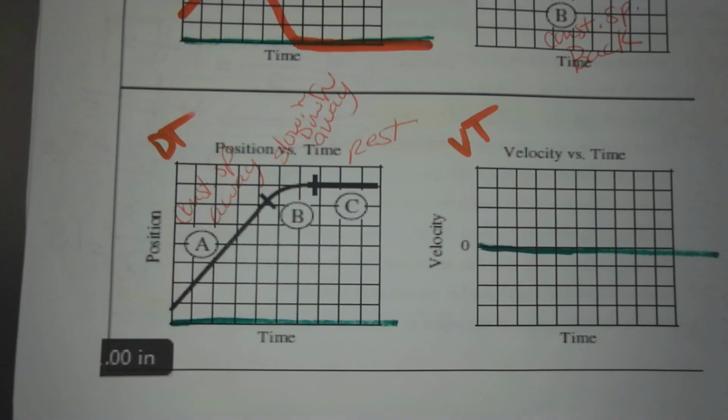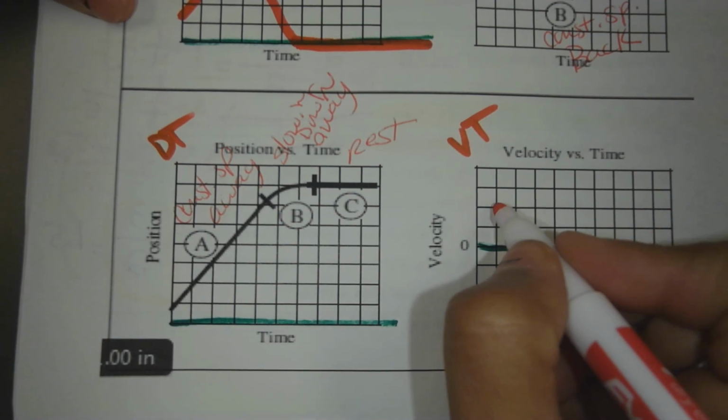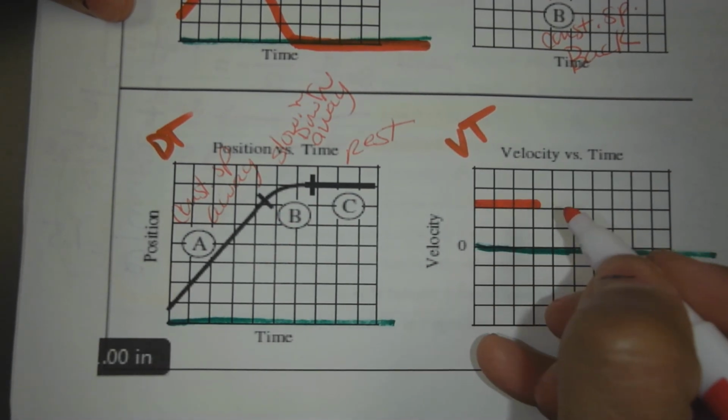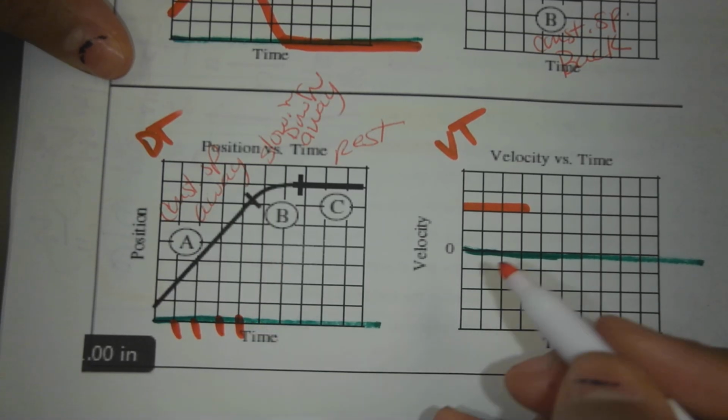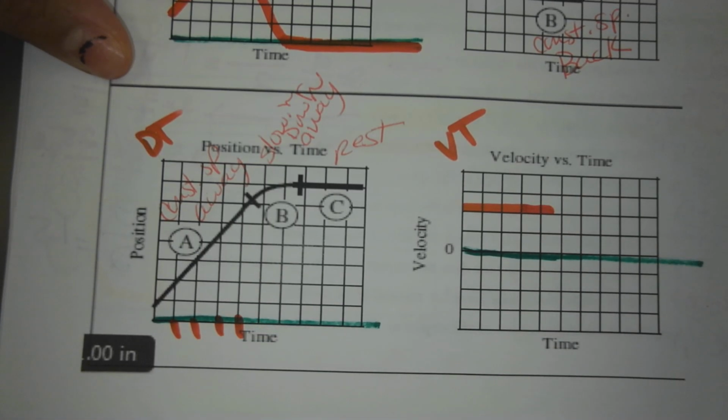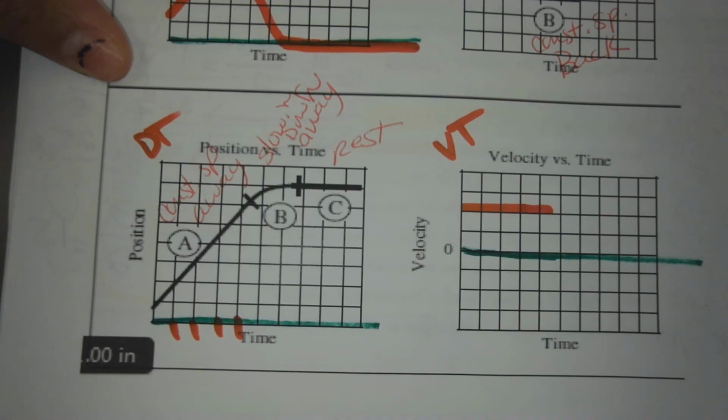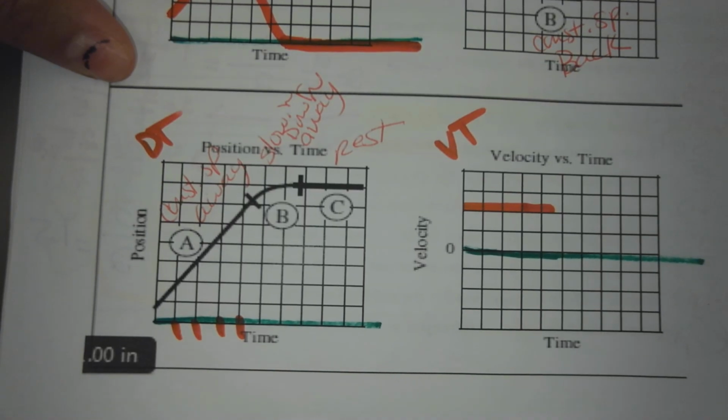For this one over here, a constant speed away is above the x-axis, but I don't care where you put it above. Just stick it above. And it goes for 1, 2, 3, 4, about 4.5-ish. Slowing down.